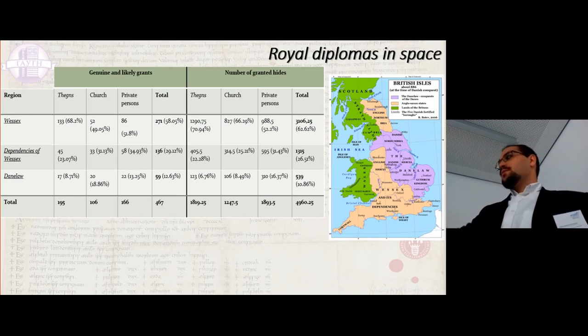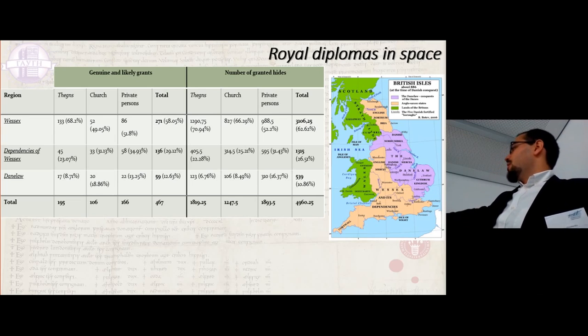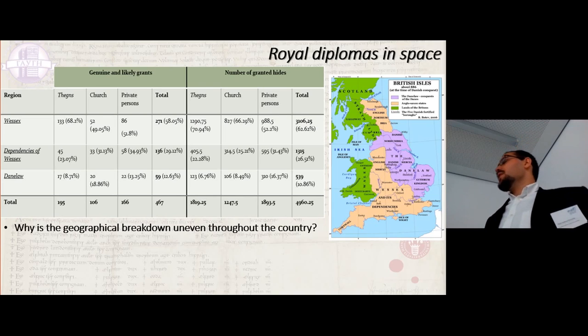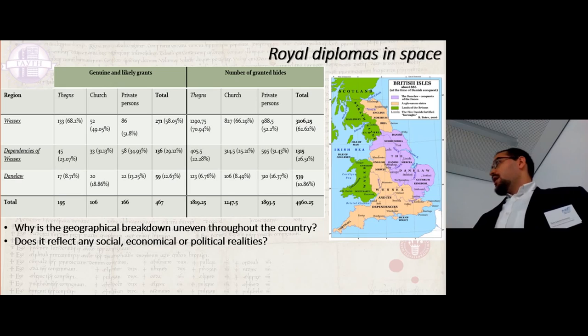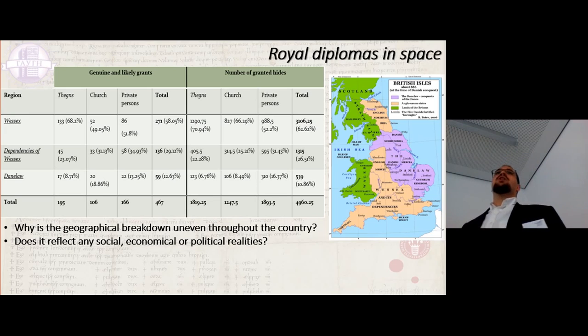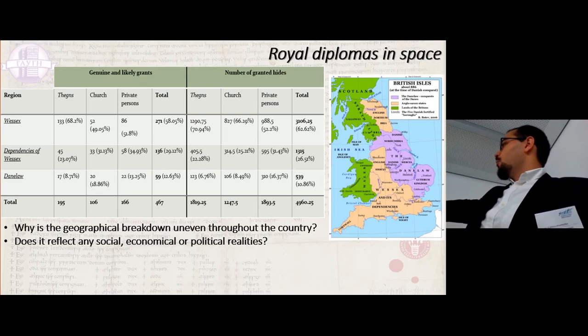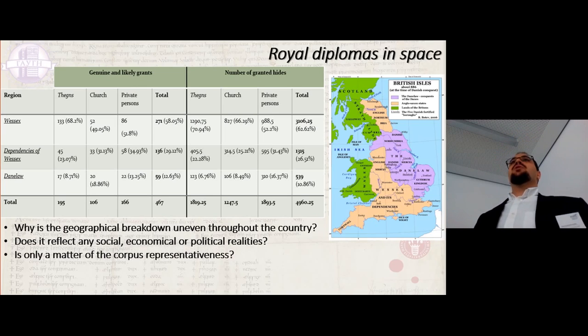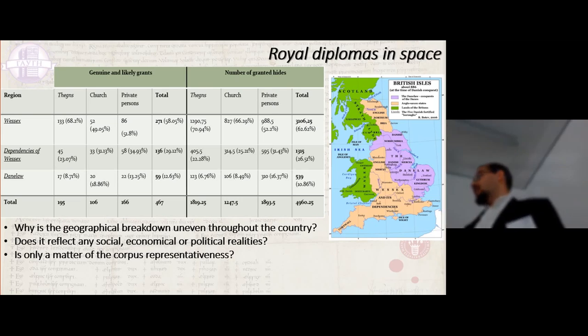Why is that? To show it on the map, the majority of the donations were concentrated here. Why not there? That's a good question that I do not have an answer to yet. Does it reflect any sociological, any social, any economical, or any political realities? Was it that the kings did not own the estates east of this borderline? Was it due to the fact that the local aristocracy would not allow to give out so much land? I do not know.